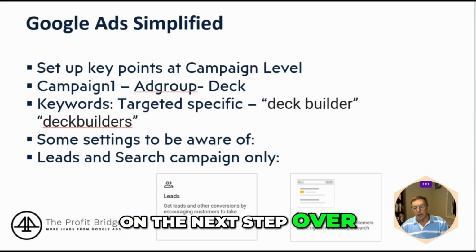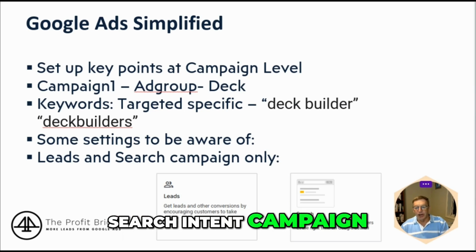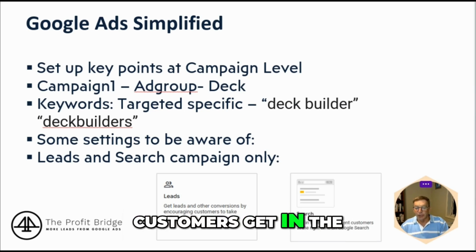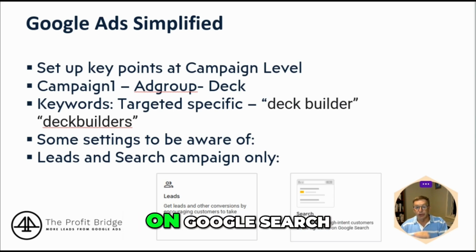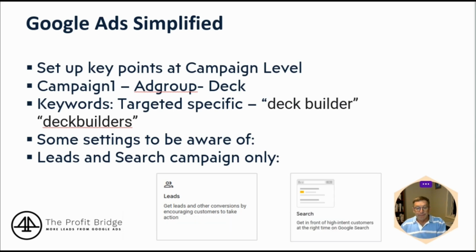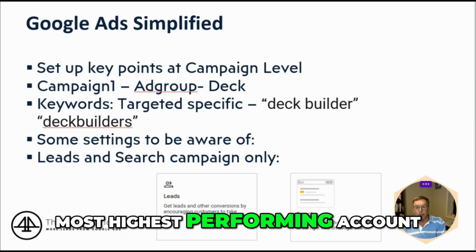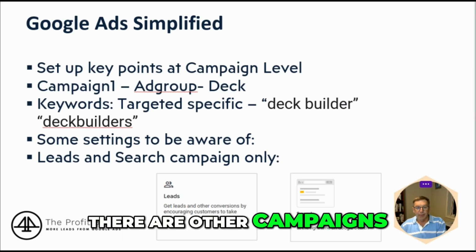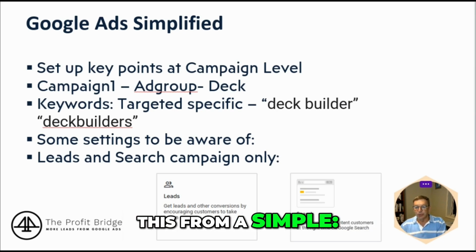On the next step over, we've got search. You are running a search intent campaign, with high intent customers getting the right time on Google search. So we're only focusing on Google search, nothing else at this point. And this is the highest performing campaign type. There are other campaigns you can run later, but again, we're doing this from a simple get-you-started point of view.